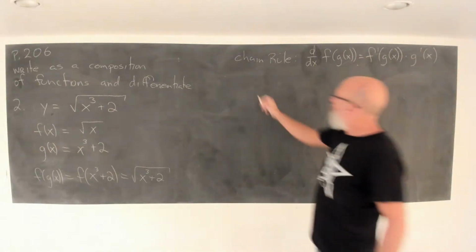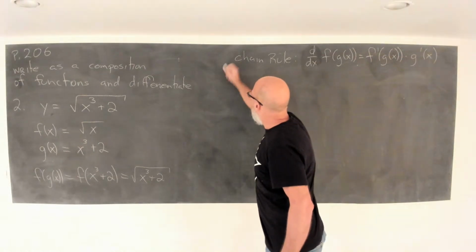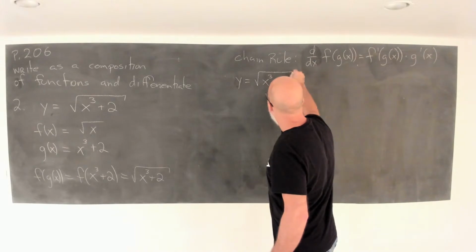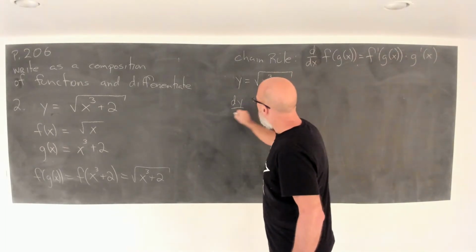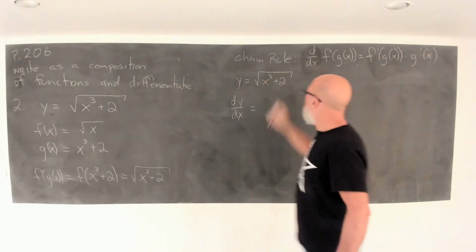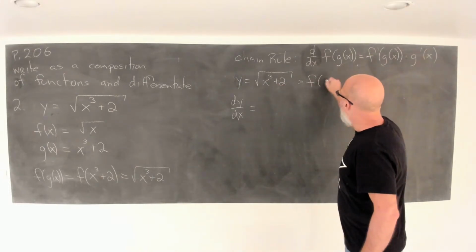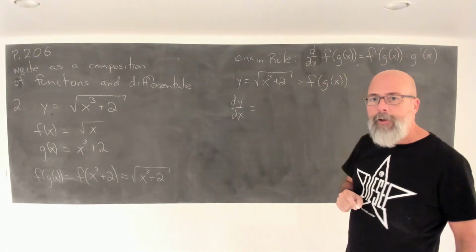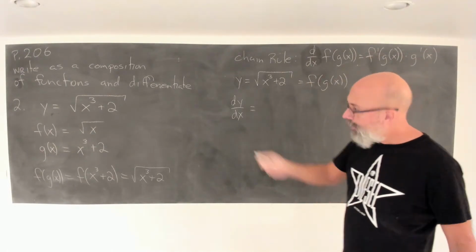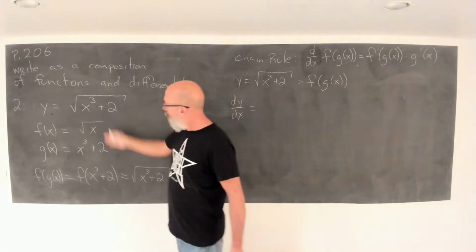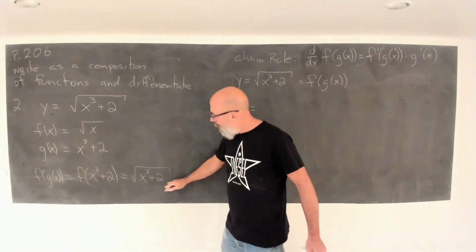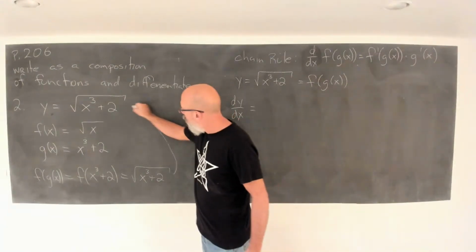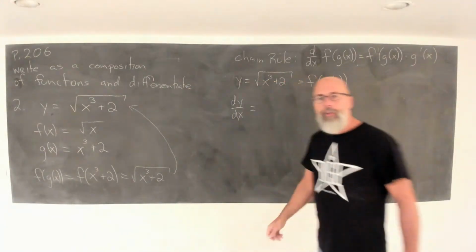So here, again, if y is the square root of x cubed plus 2, dy dx, and this was viewed as the composition of two functions. y is f of x equal to square root of x, because it works. We've just convinced ourselves right here that the composition of these two functions is exactly what you wanted.